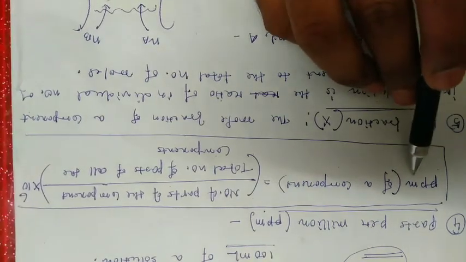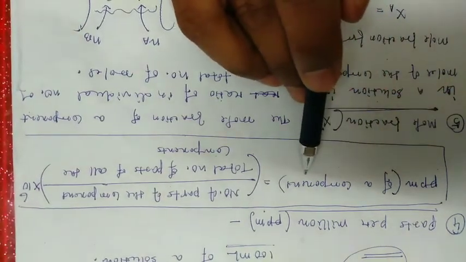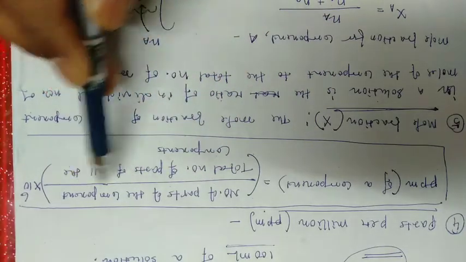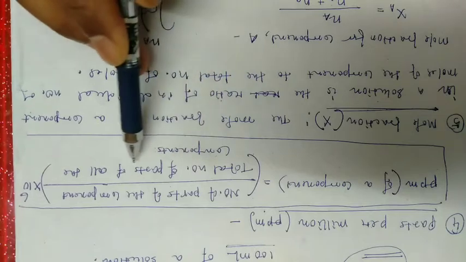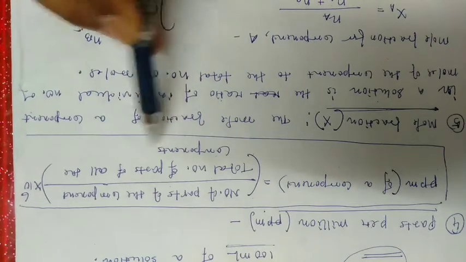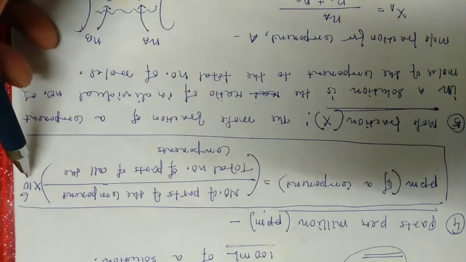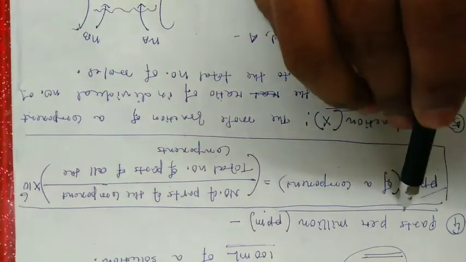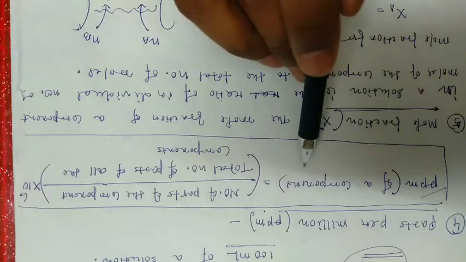So parts per million of a component in a solution is equal to the number of parts of the component divided by the total number of parts of all the components, and the relation is multiplied by 10 to the power 6. So this is the relation to find out parts per million of a component in a solution.